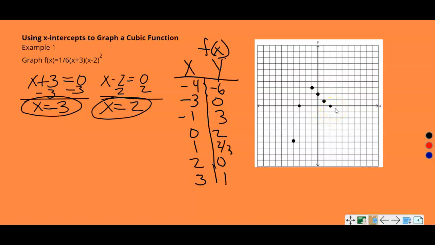And then 3, 1. I bet that's supposed to be negative. Well, nope, maybe it curves in. Oh, it does go back up. So let's see, 3, 1.